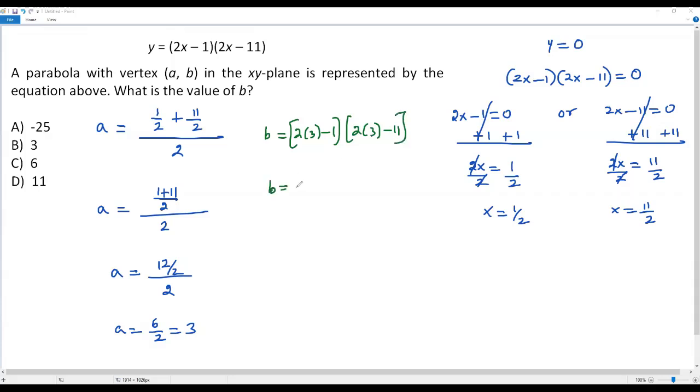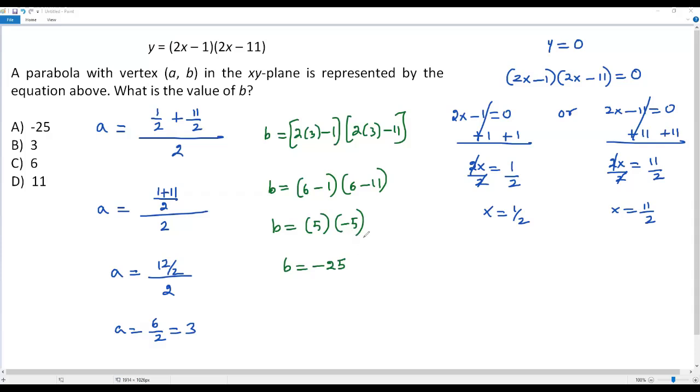Then I'm getting b equals 2 times 3 is 6, minus 1. Then 2 times 3 is 6, minus 11. Then I'm getting b equals 6 minus 1 is 5. Then 6 minus 11 is negative 5. Then I'm getting b equals negative 25.